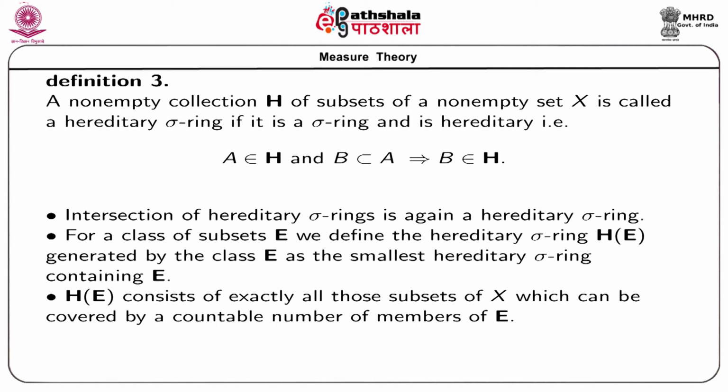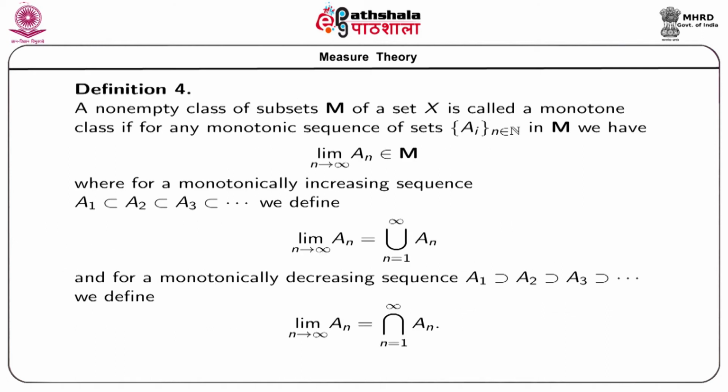In particular, if we consider the members of H(E), recall that every member of S(E) had the property that it could be covered by a countable number of members from E. Since H(E) is hereditary, we can say that H(E) consists of exactly all those subsets of X which can be covered by a countable number of members of E.